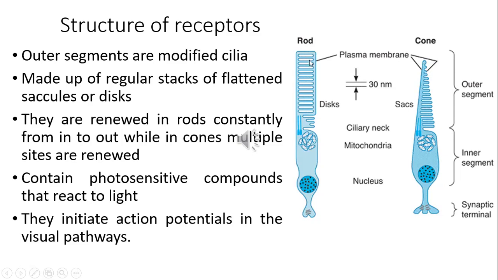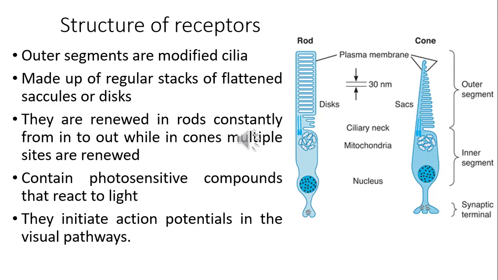If you look at the structures on the rods, they are closed up, with spaces in between. So that's how they look. Outer segments are modified cilia. Outer segment, there's inner segment and synaptic terminal. Please pay attention. They are made up of regular stacks of flattened discs. They are renewed in rods constantly from in to out, while in cones, multiple sites are renewed.